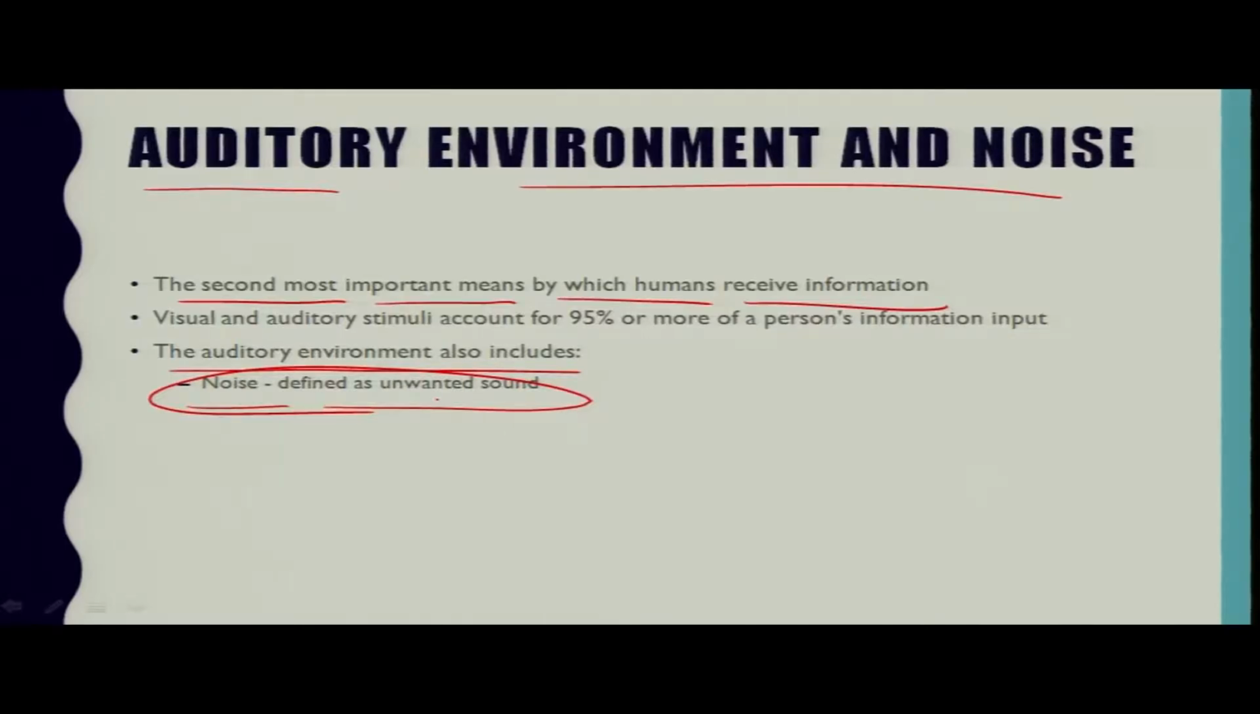So this auditory stimuli, we can say, is the second most important means by which we perceive information. Apart from this understanding of noise and auditory stimuli, we will now try to understand the possible effects of noise on humans.